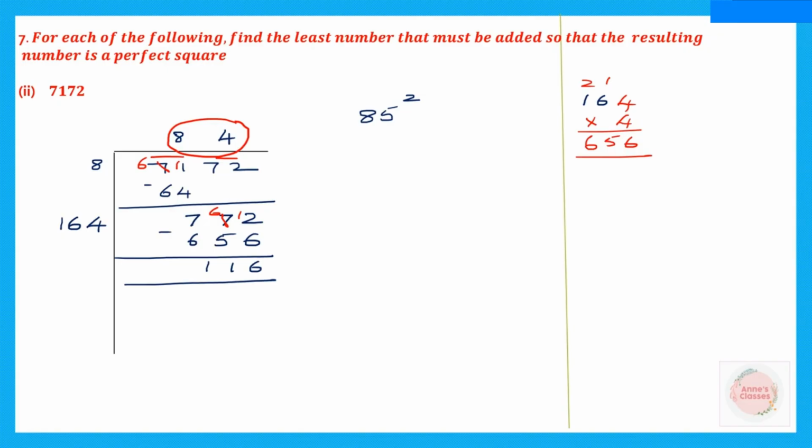So let's multiply 85 into 85 and see what the square of 85 is. 5 5s are 25, carry 2. 5 8s are 40, 42. 8 5s are 40, carry 4. 8 8s are 64, 68. So 5, 2, 2, 7.